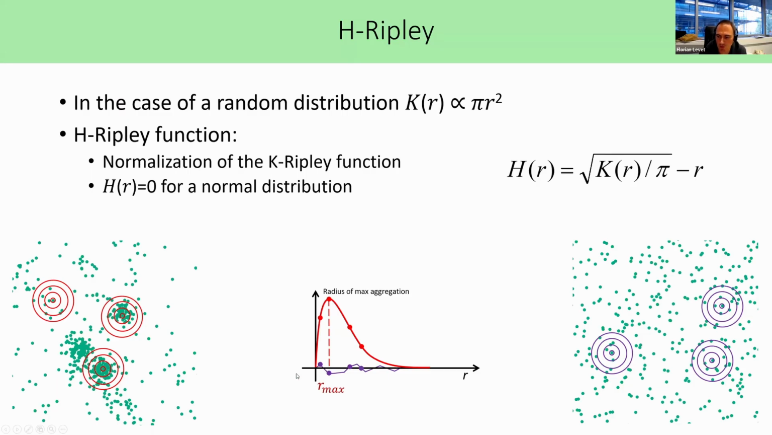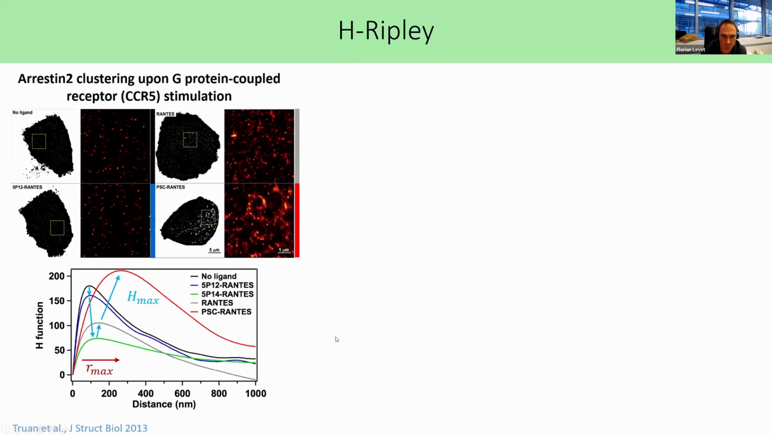For a complete random distribution, you have a curve that is really around 0. While for the one that is clustered, you will have a peak and then going back to 0. Sometimes it goes even below 0 because there is possibly some repulsion at higher radius. Because you have a peak, the peak in your curve will define the radius of maximum aggregation that you have in your data. And so it has been used in a lot of different papers. So here is one of the examples.